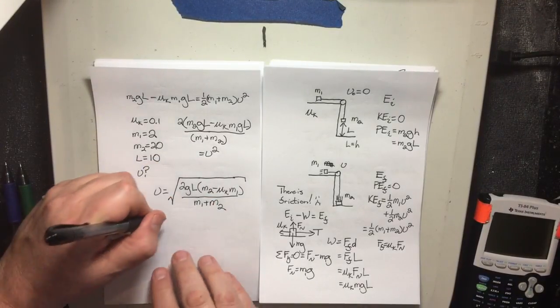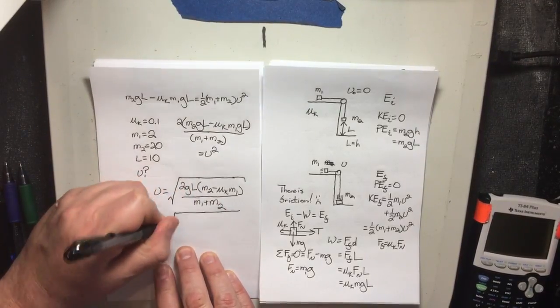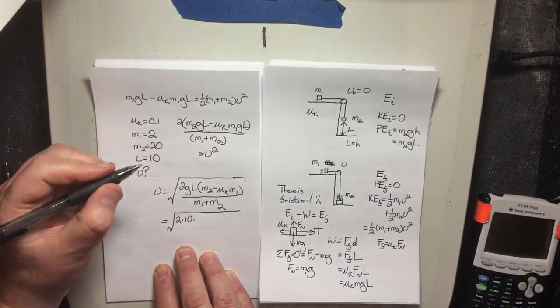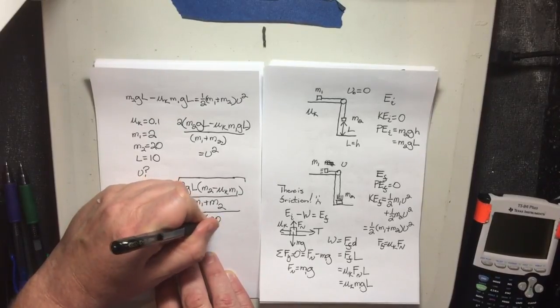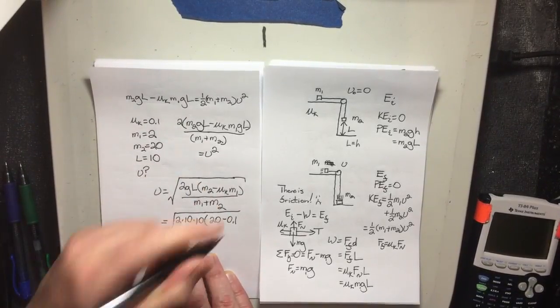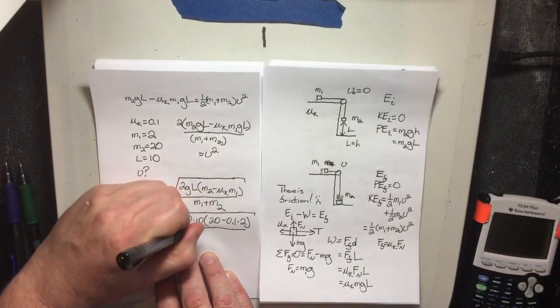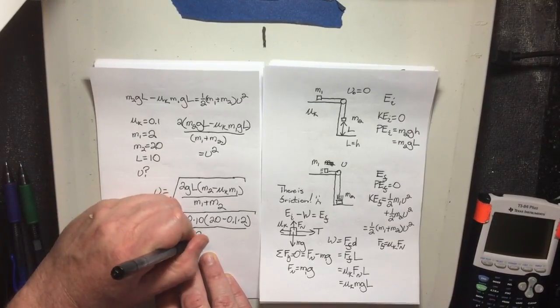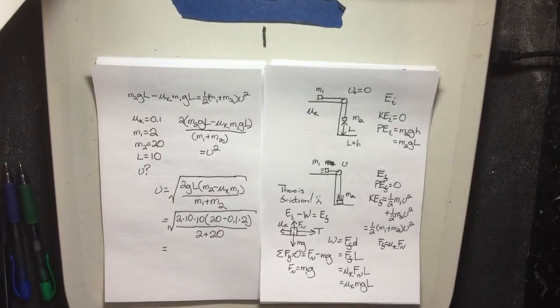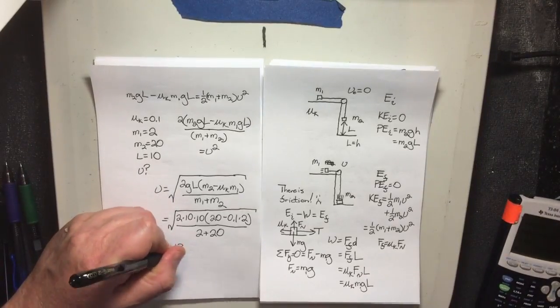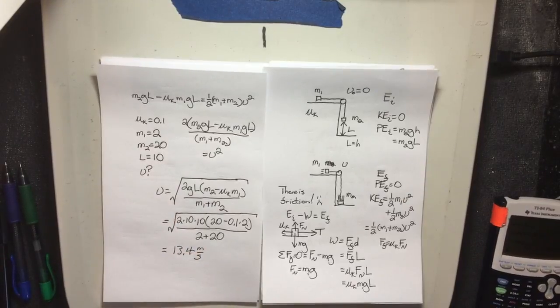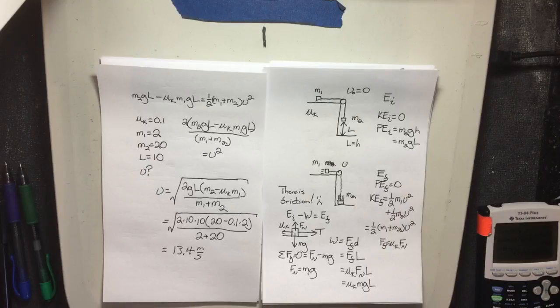And so there you go. So this becomes 2 times 10 times 10, 20 minus 0.1 times 2, plus 20, and this becomes 13.4 meters per second. That would be something that we could do.